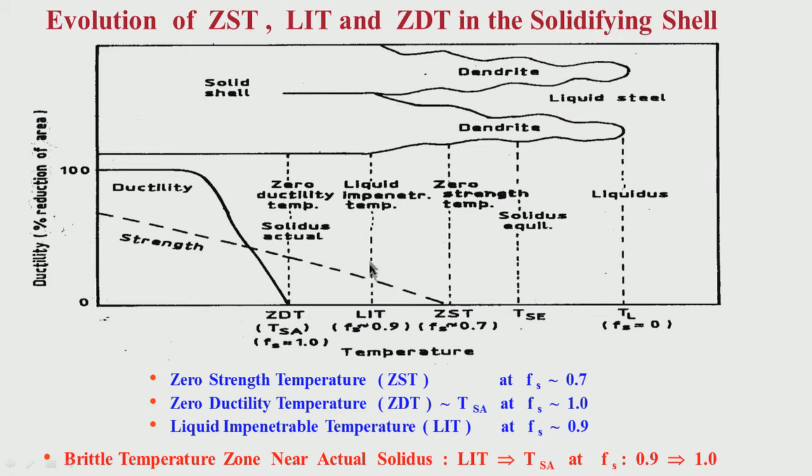So, the temperature differential between LIT and ZDT, that means the solid fraction between 0.9 and 1, is in true sense the brittle temperature zone near actual solidus. Please remember this, we have to be careful about that. The temperature zone between the liquid impenetrable temperature and the actual solidus is the real brittle temperature zone near actual solidus.